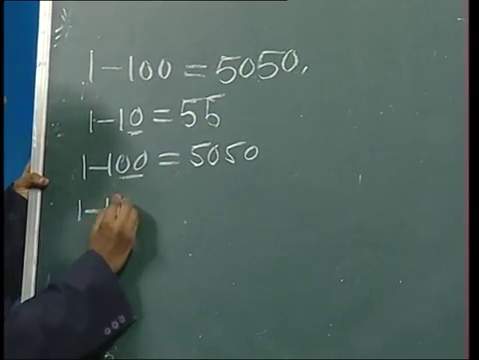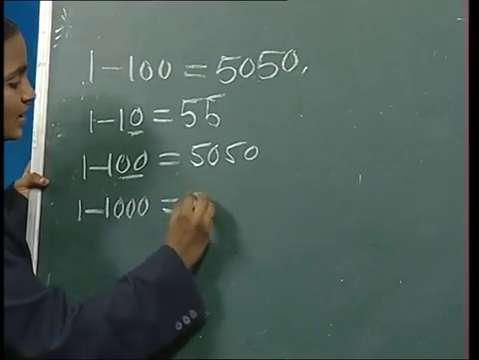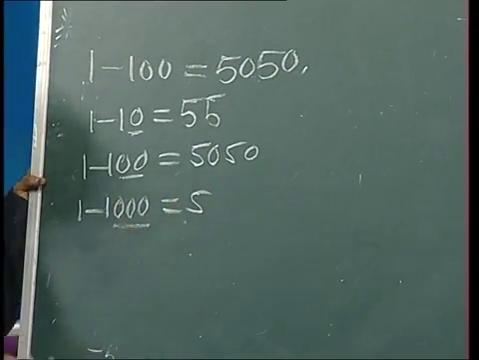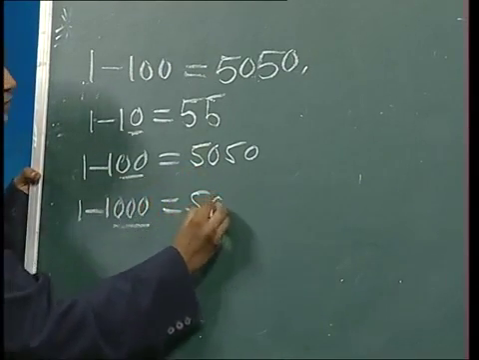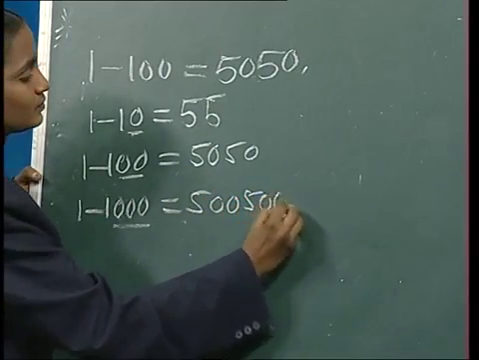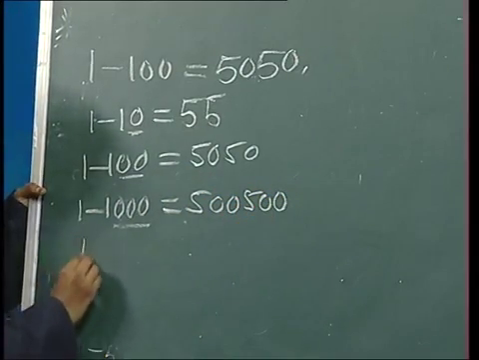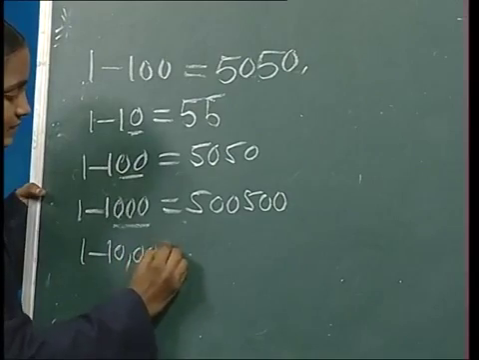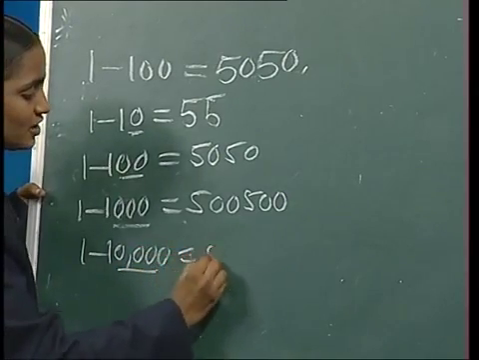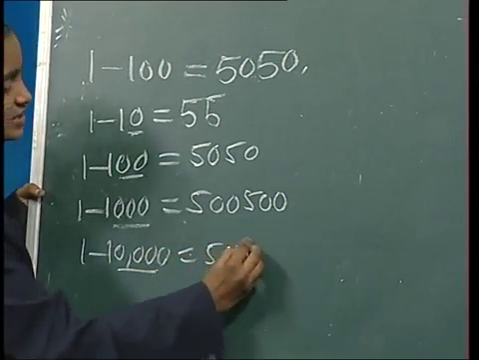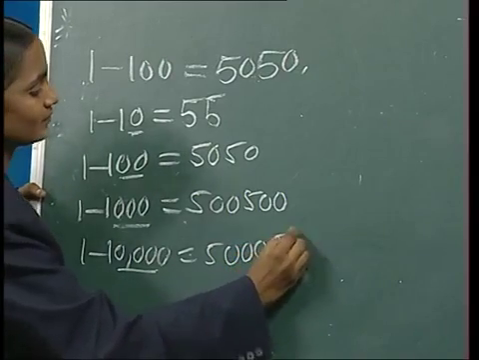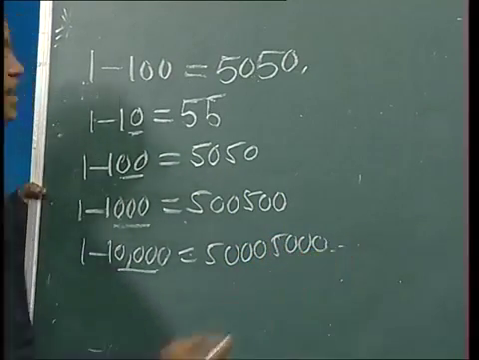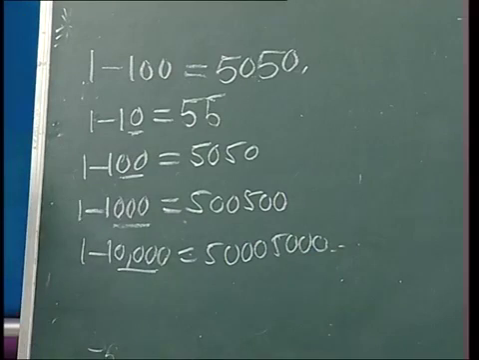Then the sum of 1 to 1000 is, here there are 3 zeros. So I am sharing only 2, here 1, then 2. And the sum of 1 to 10,000 is, here there are 4 zeros. So here I am sharing 3 zeros to 5. And so on. In this way we can find the sum of the terms immediately, and he is the mathematician.